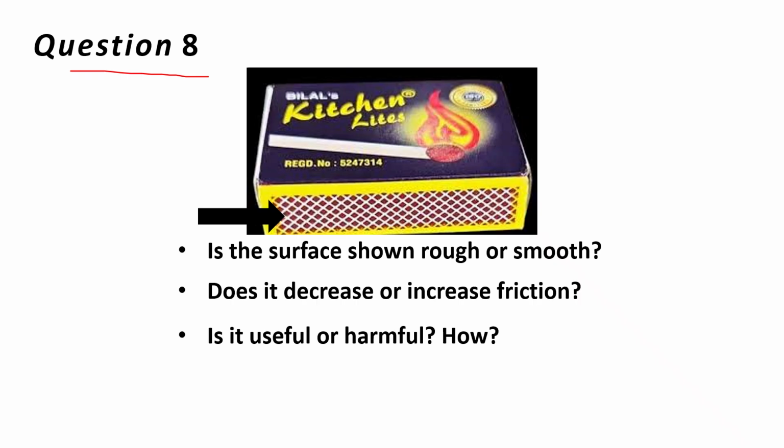First, you can see the picture of a matchbox. And by the arrow, we are showing one side or one surface. Is the surface shown rough or smooth? This one. What we are showing by the black arrow, this particular side or surface. Is the surface shown rough or smooth? So here it is a one word answer. Either you write rough or write smooth.